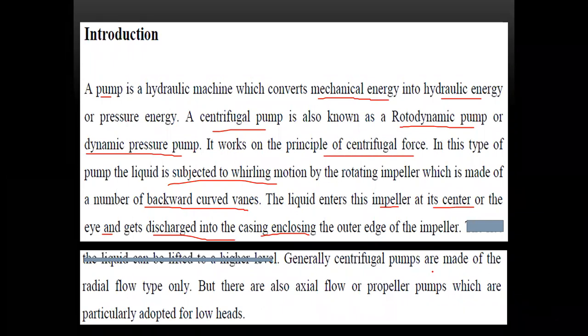Generally, centrifugal pumps are made of radial flow type only, right? So generally, it is a radial flow type of pump. But there are also some types of axial flow or propeller pumps, depending upon the application and low heads, right? For radial pumps, you have a high head, and for axial flow and propeller pumps, you have low heads.